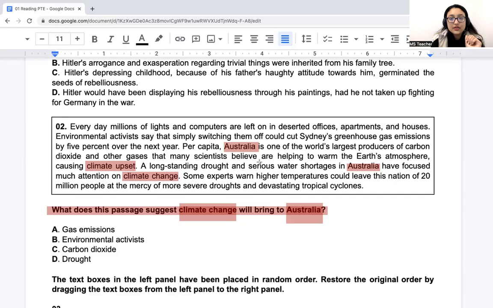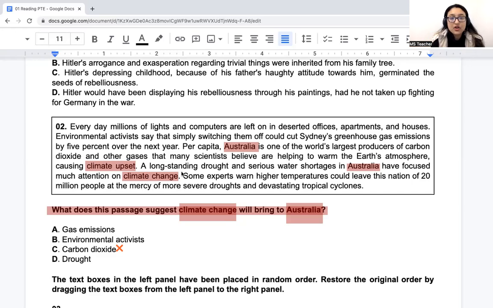Australia is one of the world's largest producers of carbon dioxide. So Australia produces carbon dioxide, and that's warming the atmosphere, which causes climate upset. Look, the sentence is what happens after climate upset, not what causes climate upset. If the question was what causes climate upset, then the answer would be carbon dioxide. But at this moment, we have to cross this word carbon dioxide because we're not talking about what causes climate change. The question is what happens after climate change.